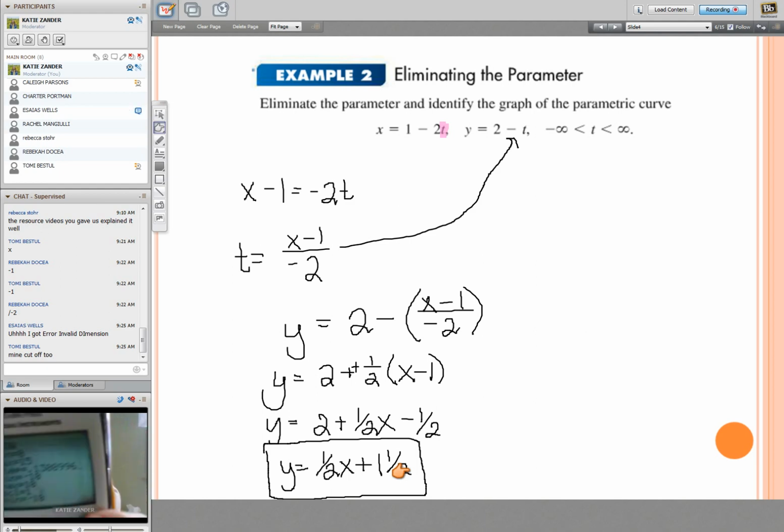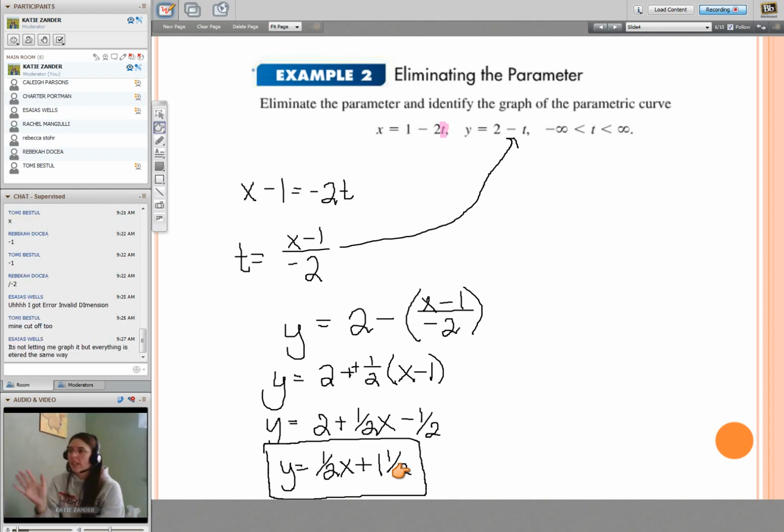Just for fun, I'll change it to 15 and hit graph again. And it did extend it a little bit further, but we can't really tell. So I think we'd have to play around with the window to get to see the entire thing.